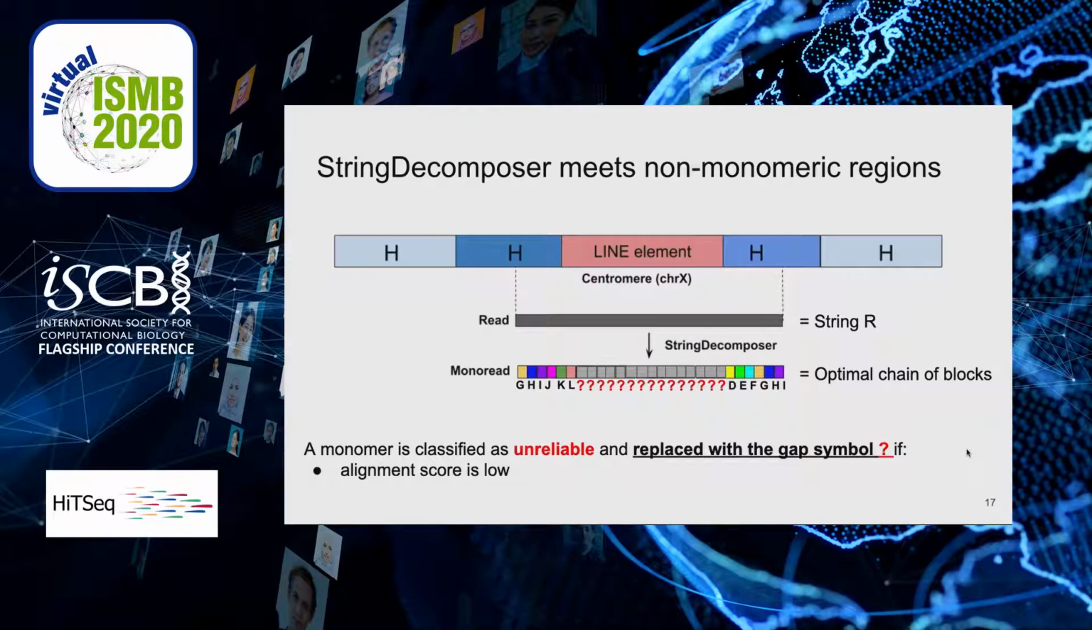In real data, not all centromere-related sequences can be represented as a sequence of monomers. For example, centromere X contains a 6 kilobase pairs LINE element, and its decomposition into monomers is meaningless. String Decomposer classifies alignments in such regions as unreliable and marks them with gap symbol instead of monomer ID, based on low alignment score of monomers in such regions.